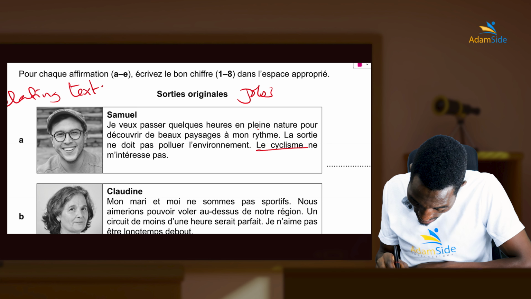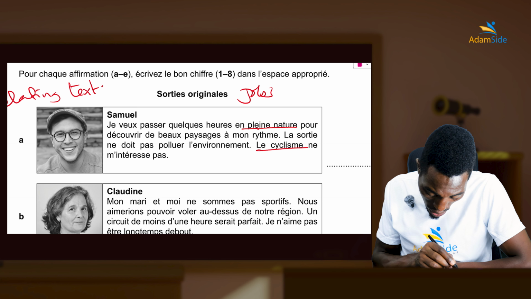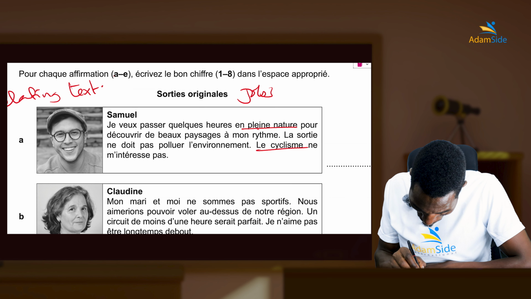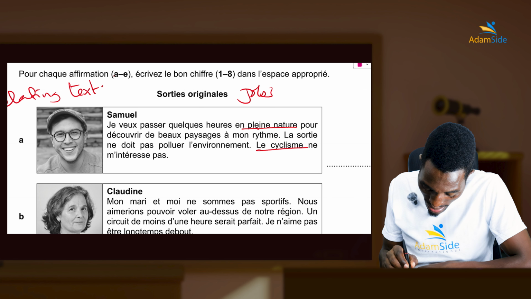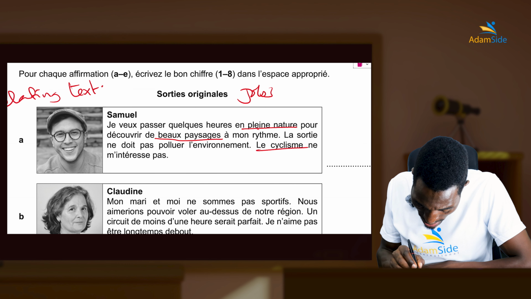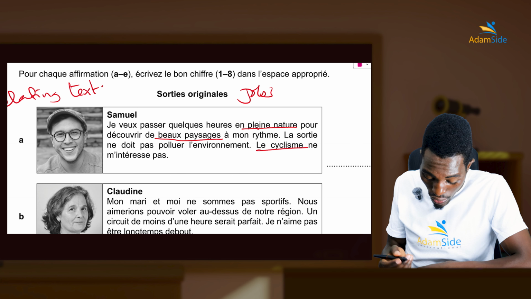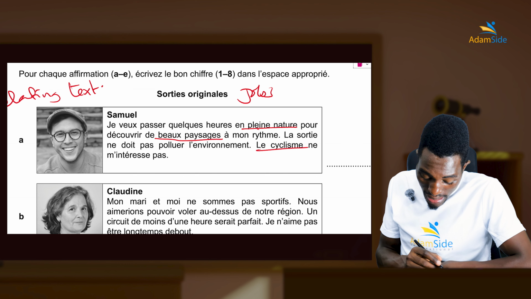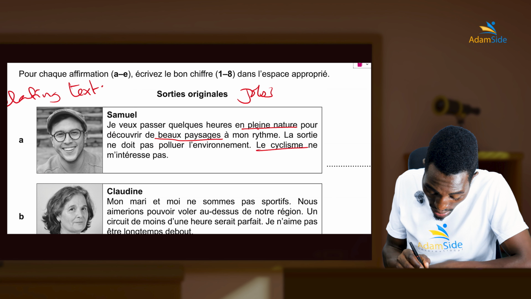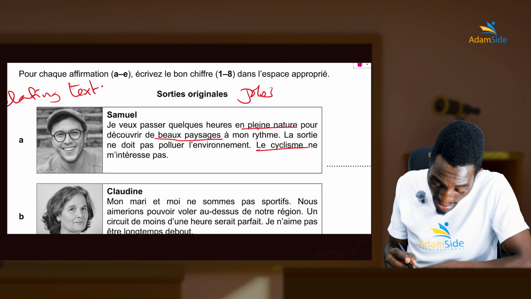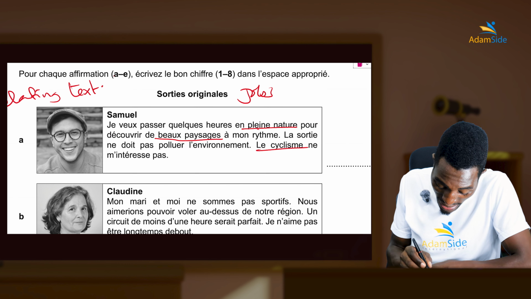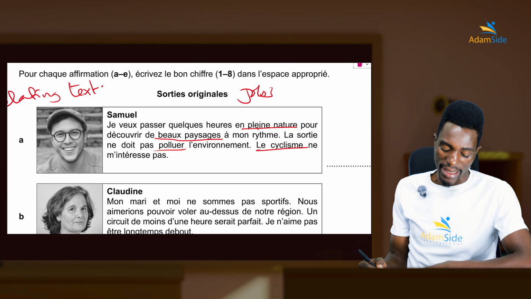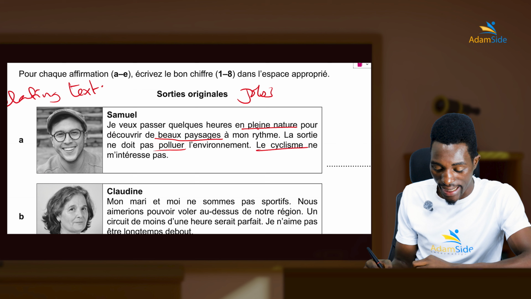Now, so is in a natural area. That's where he wants to go. Découvrir de bons paysages. To discover bon paysage. Paysage, those who are doing farmers. So we have to get that area. Make sure that he is not ready to pollute the environment. So for his outing, we should get him a place that is not polluting, and he is not interested in cycling. So you have to see its text.